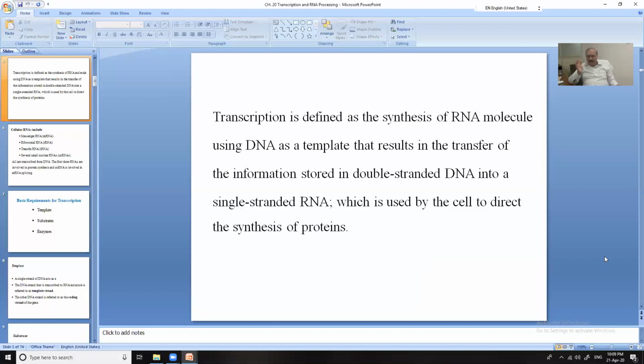And then what is happening? One of the strands is acting as the template. So in the RNA, A will bind with the uracil, G will bind with the cytosine, and a new strand is synthesized. That is the RNA strand. So that is transcription.